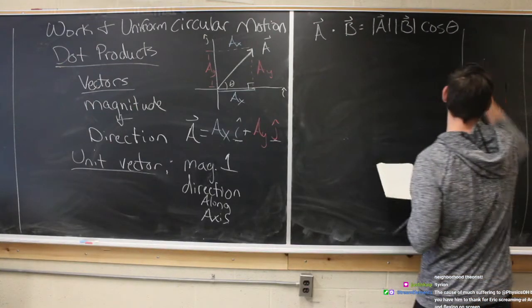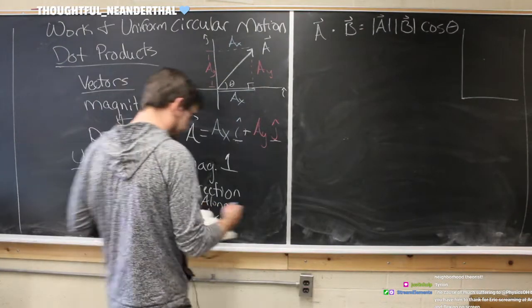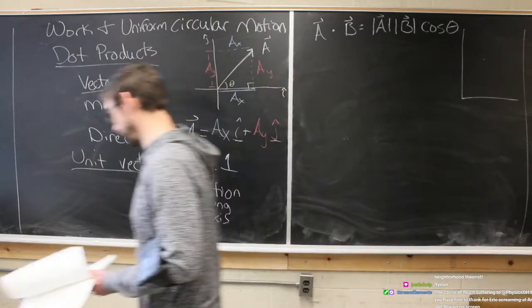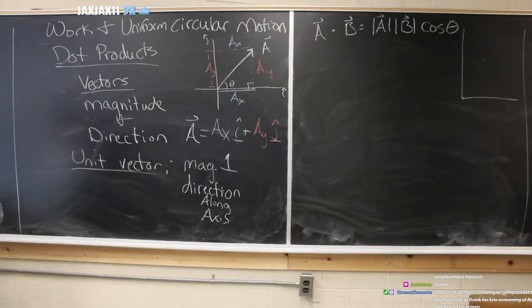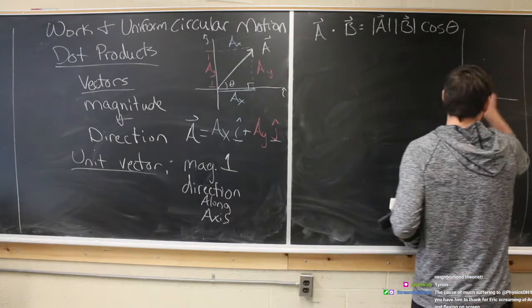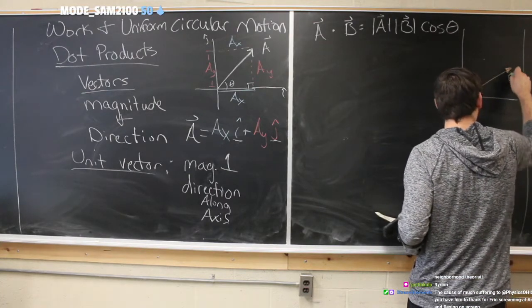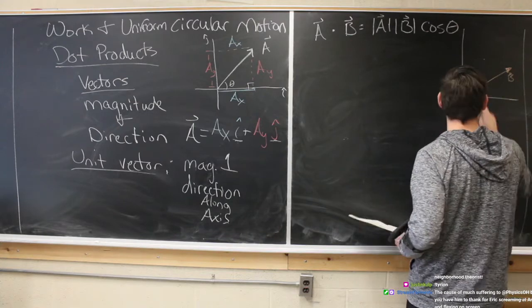You have some sort of axes. We're going to change it up because I don't want to use the same colors. Let's do green and orange. You might have some vector B and some vector A.